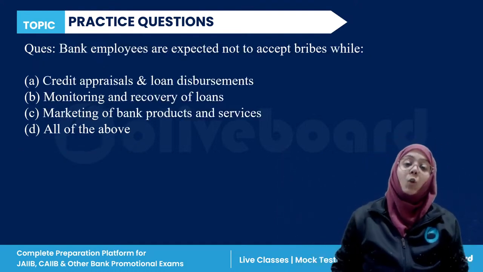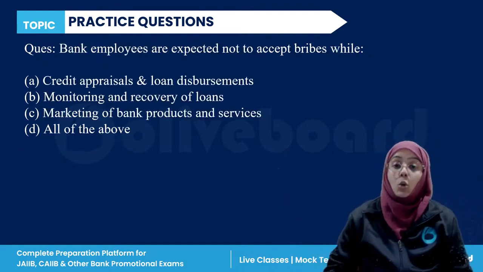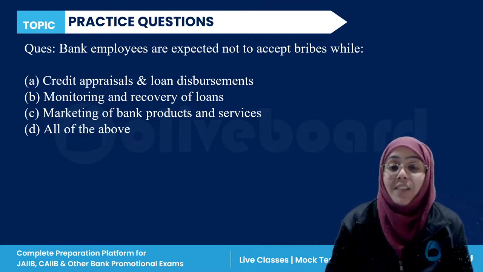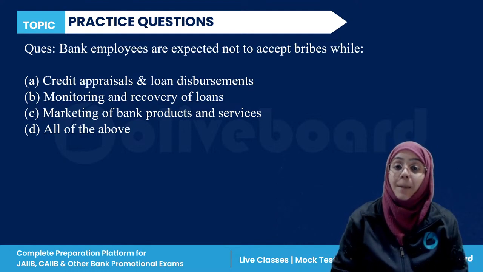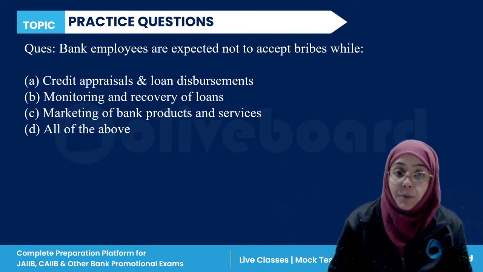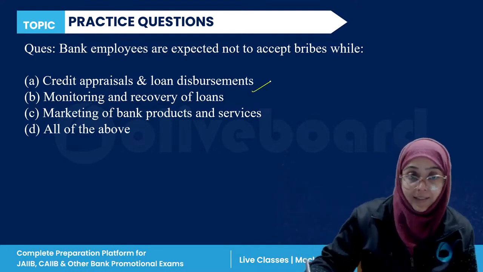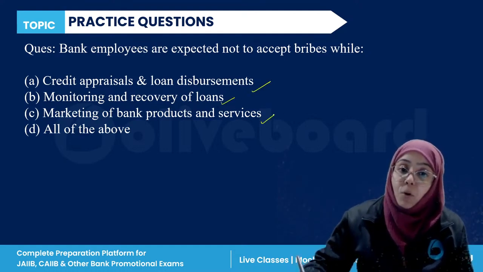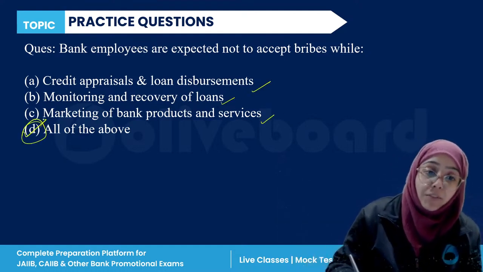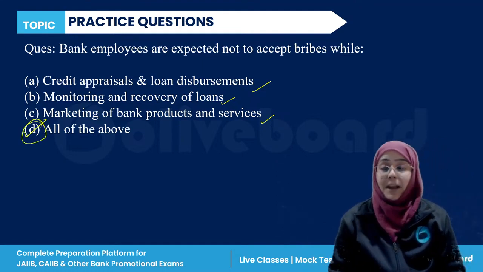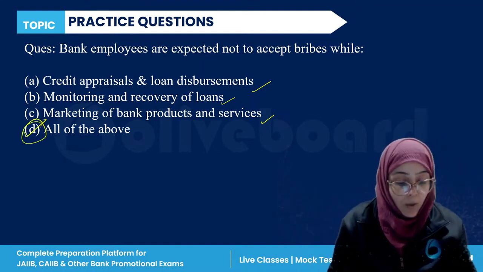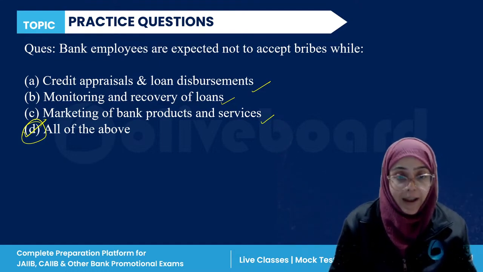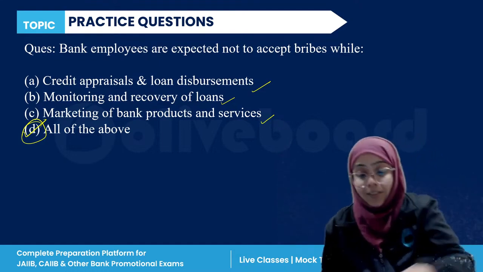Next, bank employees are expected not to accept a bribe while, very easy, credit and appraisal and loan disbursement, monitoring and recovering of loan, marketing of bank products and services. So all of the above is the correct answer, D. You are expected not to accept a bribe in any of the conditions, right? So all of the above is the correct answer.